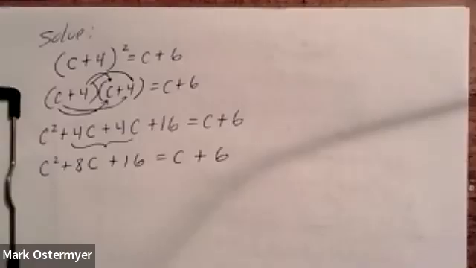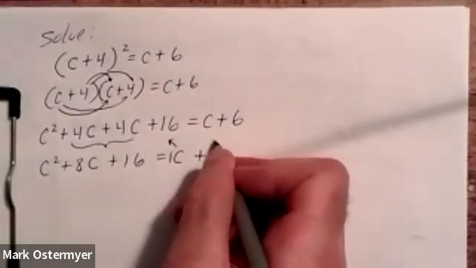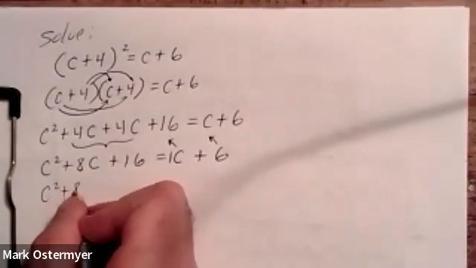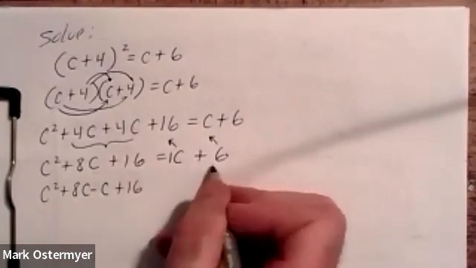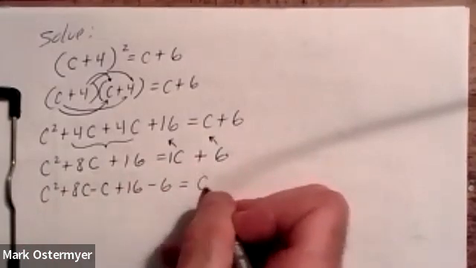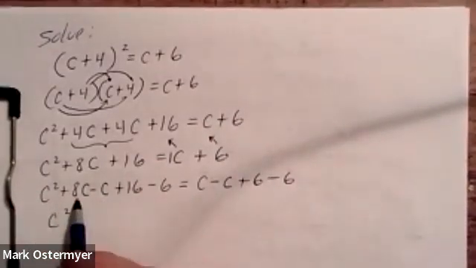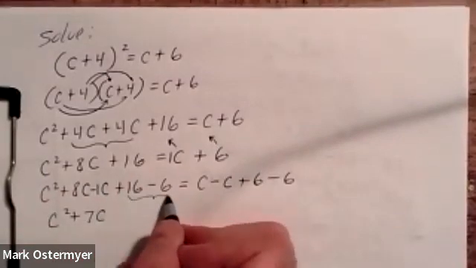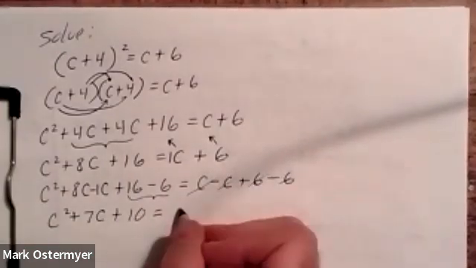You have to get C plus 6 on the left side. So we have to zero our equation out, set it equal to 0. The only way we're going to accomplish that is by subtracting C from both sides and also subtracting 6 from both sides. When we do that, 8C minus 1C combine to give you 7C. 16 minus 6 combine to give you 10. And on the right side of our equation, the whole right side goes to 0.